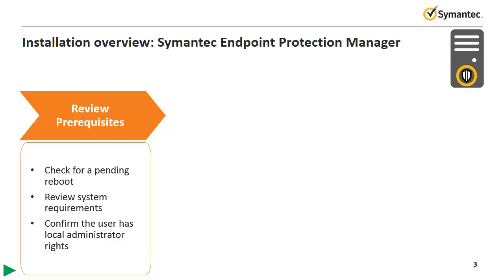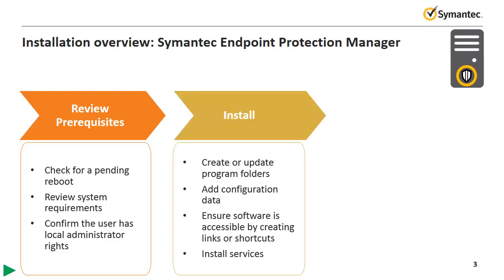After the installation checks prerequisites, the install phase begins. Depending on whether it's a new installation or an upgrade, the setup creates or updates program folders. It also adds configuration data for Tomcat or Apache and ensures the software is accessible by creating links in the Start menu or shortcuts on the desktop. The installation also installs or updates services such as the Symantec Endpoint Protection Manager service.